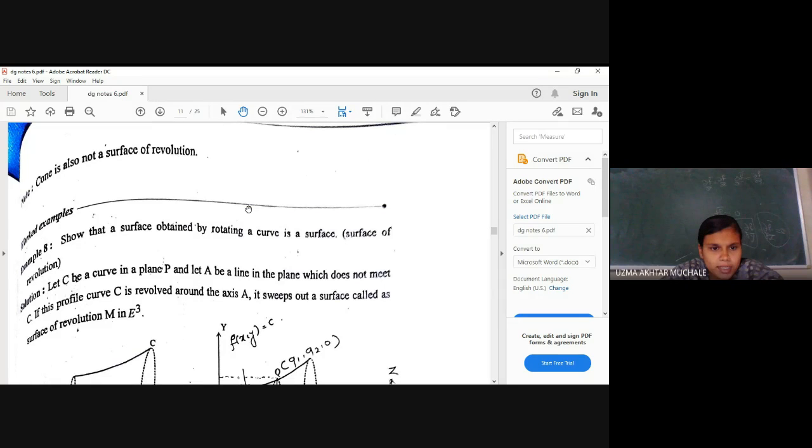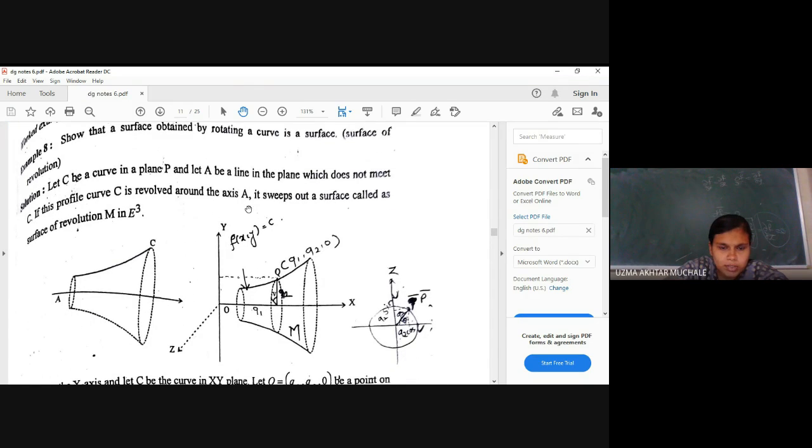So what is given? Show that a surface obtained by rotating a curve is a surface. What is given to us? We have one curve, f(x, y) = c. We have to revolve this around a fixed axis, the x-axis. Whatever object we get, we have to show that it is a surface of revolution. How do we show it is a surface of revolution? We have a fixed axis, which is the axis of revolution, and this is the profile curve. The profile curve is a curve which revolves about a fixed axis.